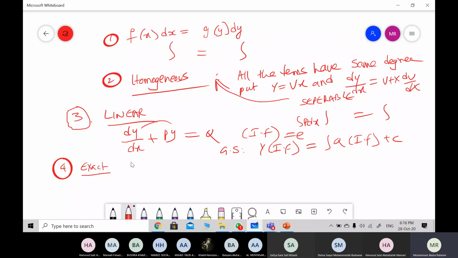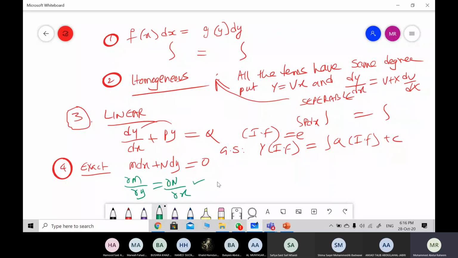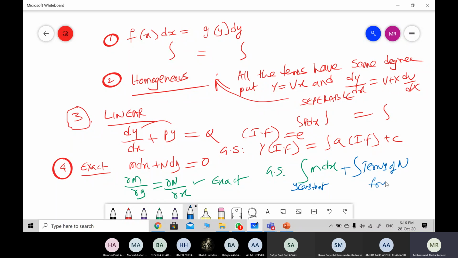Exact equation: M dx plus N dy is 0. Then we check del M by del y and del N by del x. If these two are equal, then only it is exact. The general solution is integral of M dx, taking y as constant, plus the terms of N free from x dy, equals c.